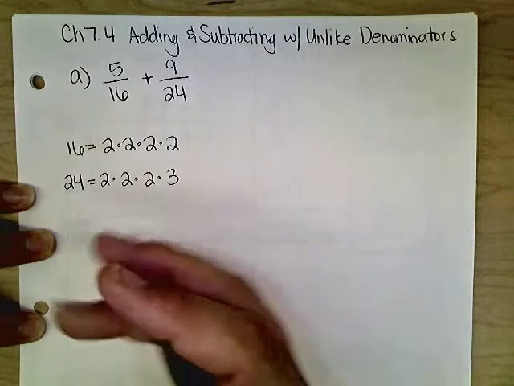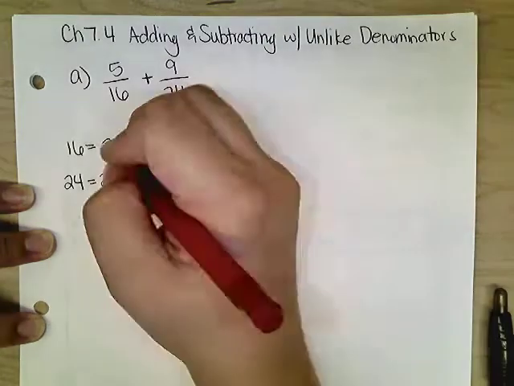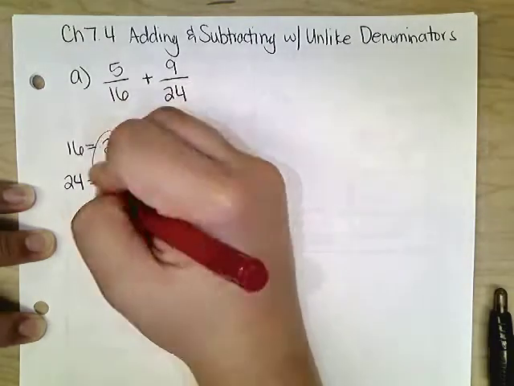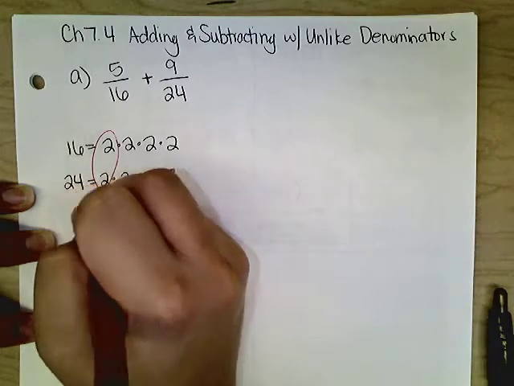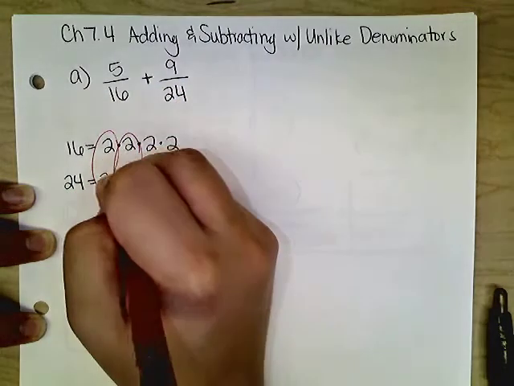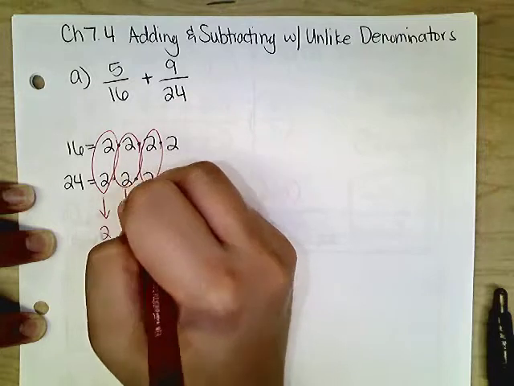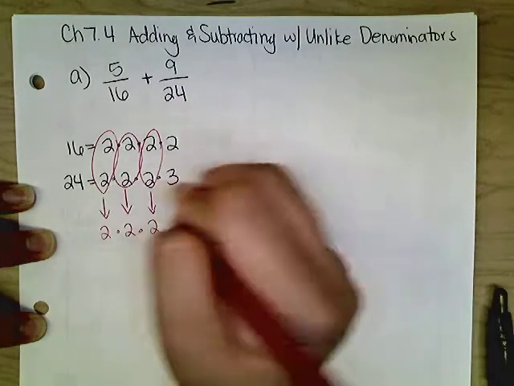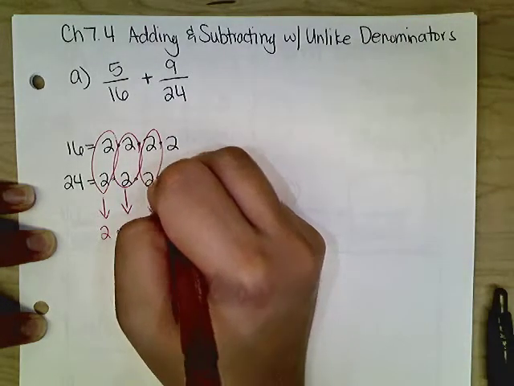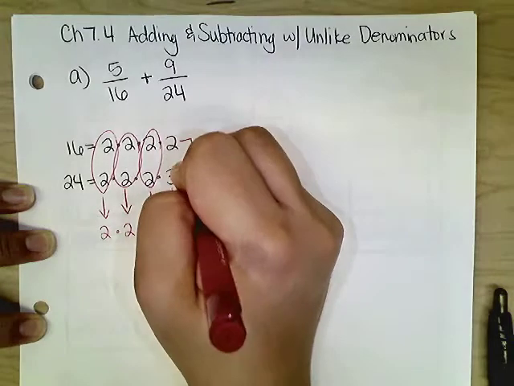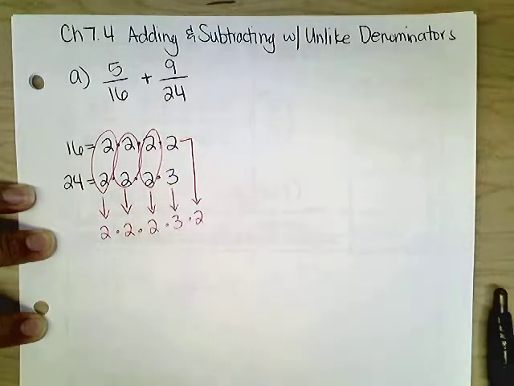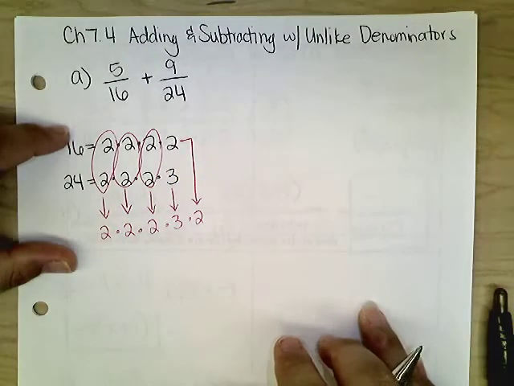So what do they have in common? They each have a 2, another 2, and another 2 in common. And then last but not least, they have a 3 that's not in common and a 2 that's not in common. Now this is the way that the textbook will usually show you.